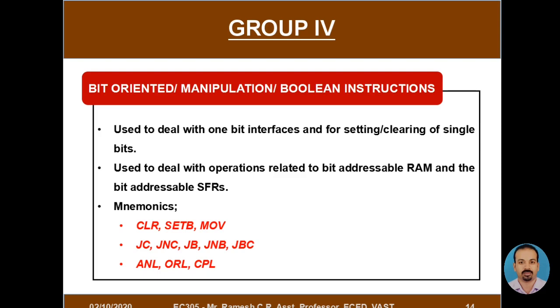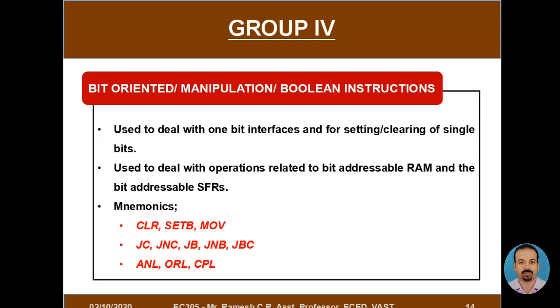So how the compiler identifies these two is that if this mnemonic is followed by a register's name, like the accumulator register, then it is an instruction under group 3. And if this mnemonic CLR is followed by a single bit, like the carry flag, CLR C, that means there is only a need of clearing the carry flag. In that case, this instruction is grouped under group 4.